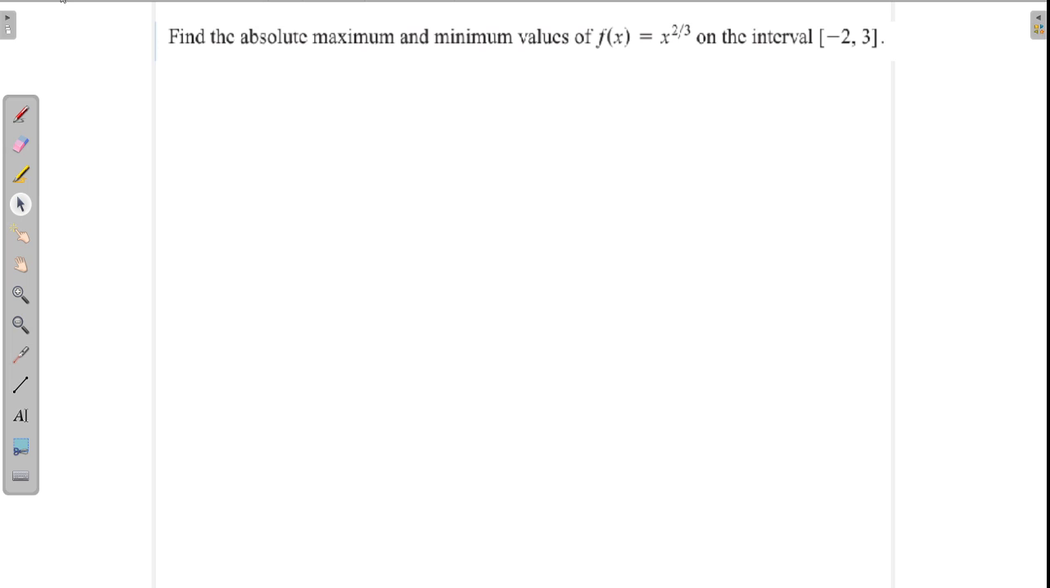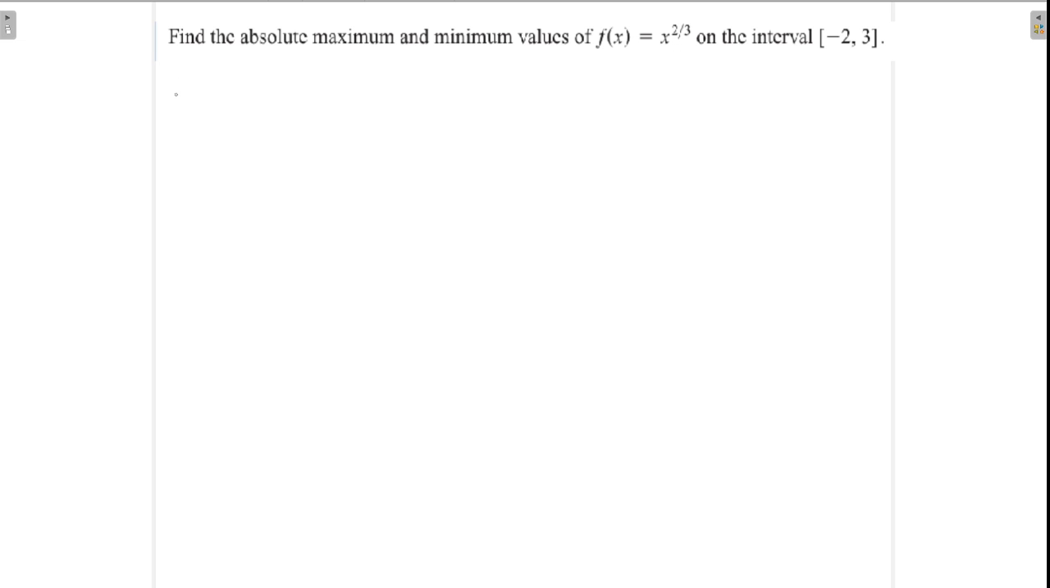Next we can discuss another problem. This is another example in the textbook. Find the absolute maximum and minimum values of f of x equal to x raised to 2 by 3 on the interval minus 2 comma 3. So we need to follow the two steps that we have discussed earlier.